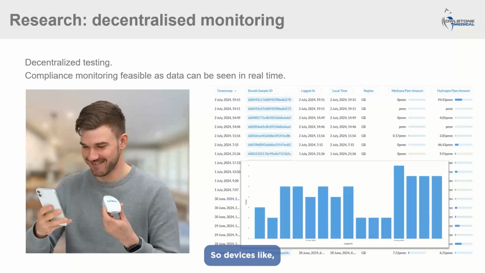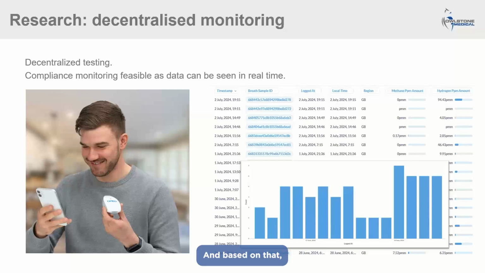So devices like OMED allow you to collect a variety of data, not just hydrogen and methane, but also data on, for example, patient-reported outcomes, daily symptom trackers, sleep trackers, diet trackers, amongst others. With all this data collected and uploaded to the cloud almost instantaneously, you can get an almost real-time picture of what is being collected for your patient or, in research, for your study.